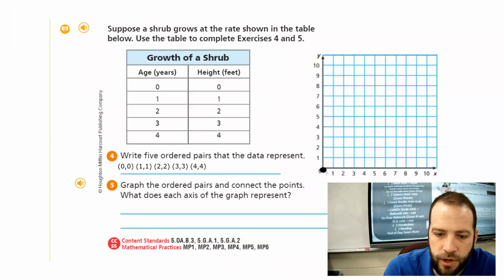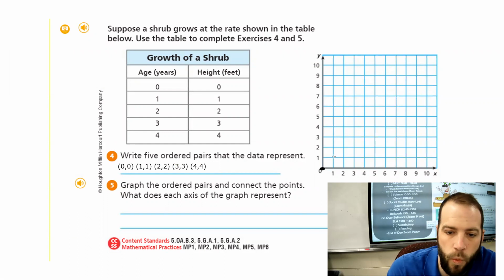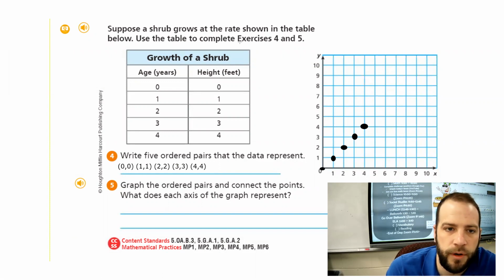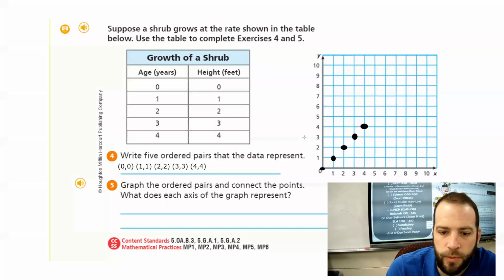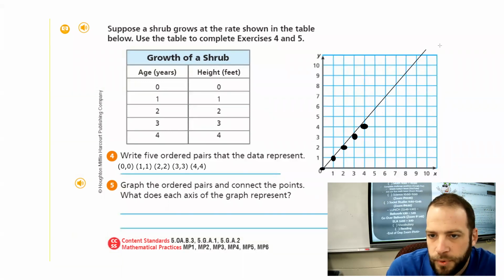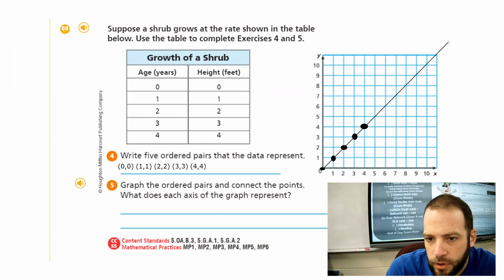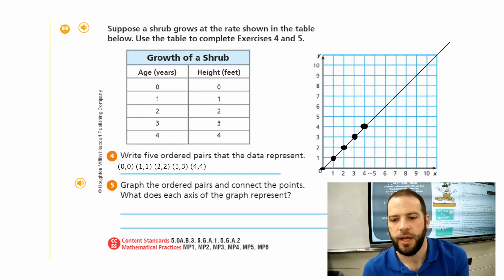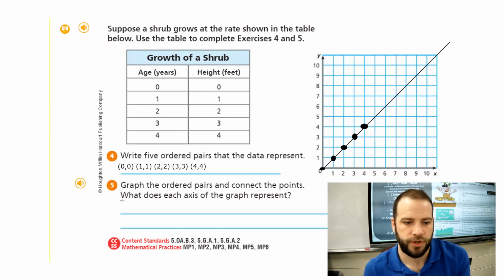So 0 over 0 up would be right here. 1 over 1 up would be right here. 2 over 2 up would be right here. 3 over 3 up would be right here. And then 4 over 4 up would be right here. What we can do with this one, if we're feeling lucky or crazy, we can now connect these and predict as the bush ages or the shrub ages, we can predict how tall it's going to be at whatever year it is.